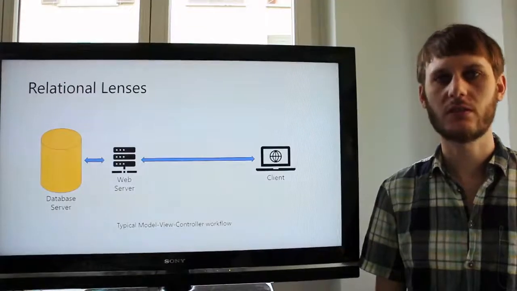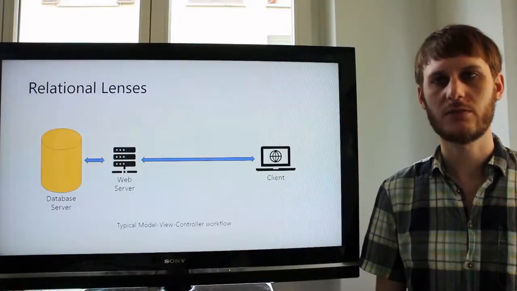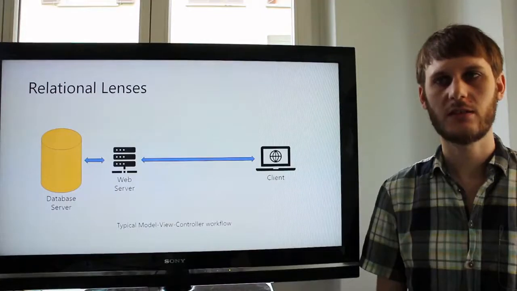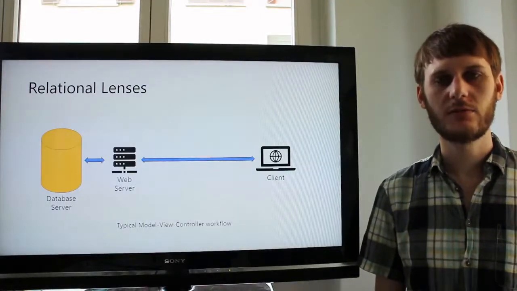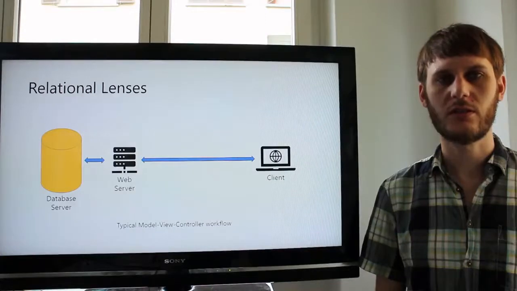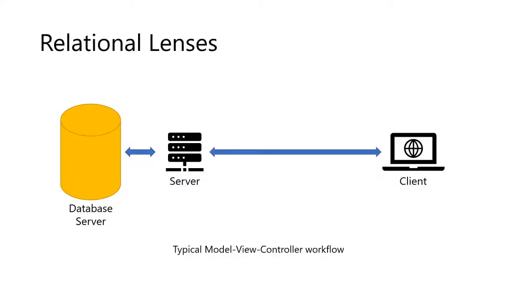So where would relational lenses typically come in use? Let's consider a typical model view controller application with a web server, a database server, and a client. The client would like to perform some operation on the database, and so it would request a view from the server, which would then forward that request to the database server in the form of a query. The database server would then instantiate a view and send it to the server, and the server would just forward that view to the client.